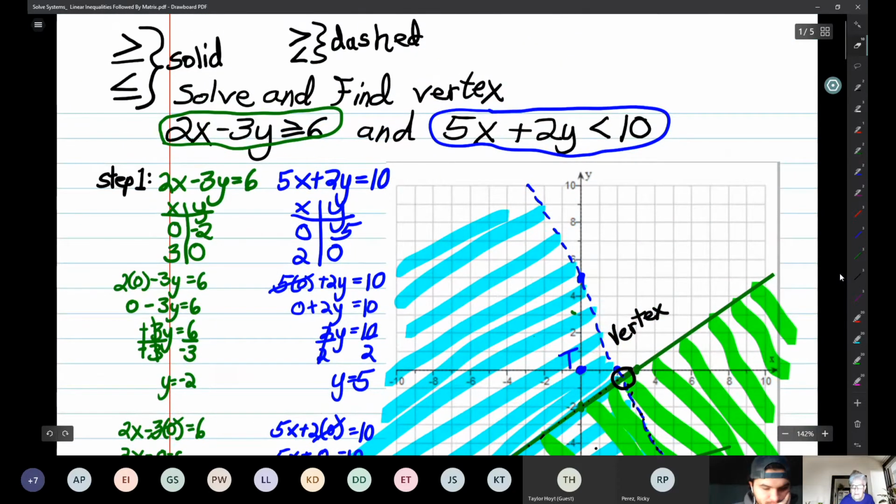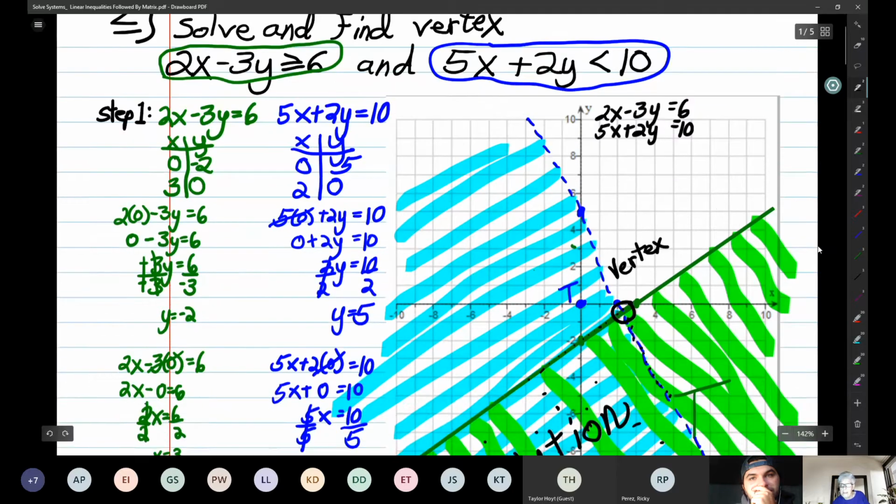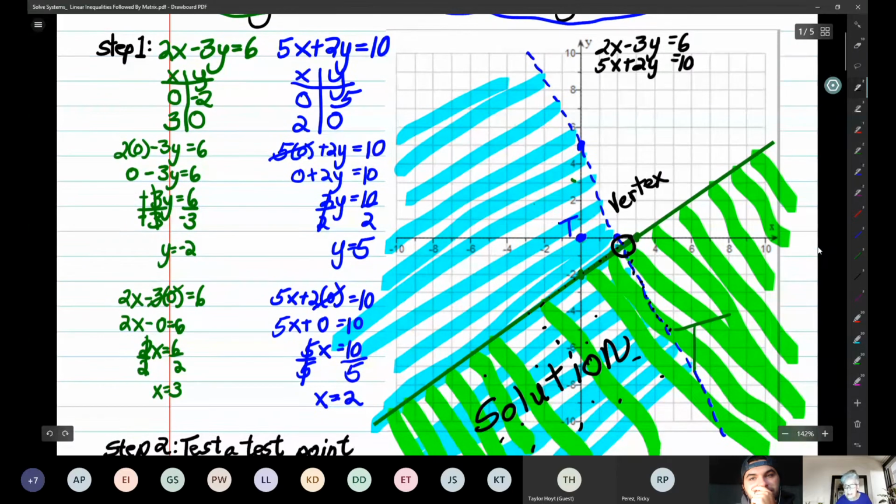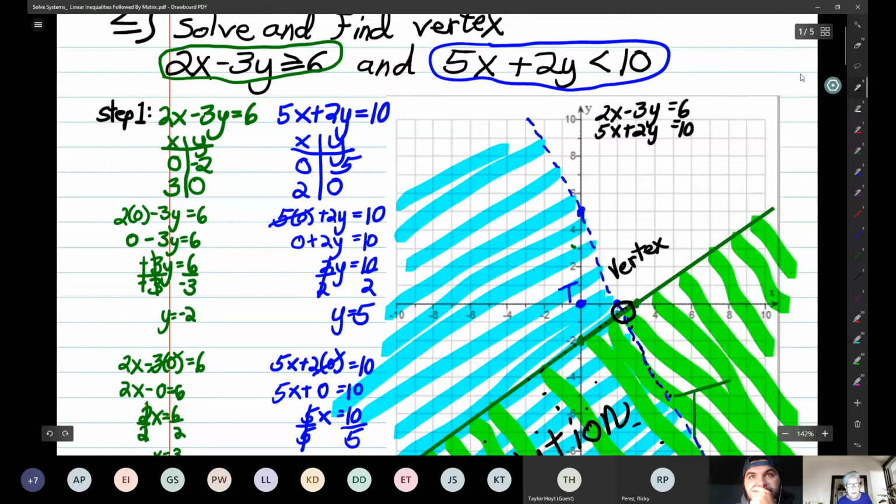So we have two lines. 2x minus 3y equals 6, and 5x plus 2y equals 10. We can find the point of intersection, which is what that vertex is. It's at the intersection or the crossing point of these two lines. We have to find that point. So I'm going to use elimination to do that.